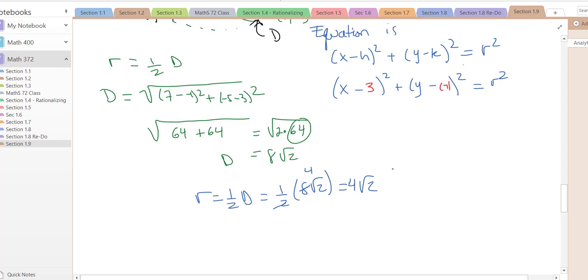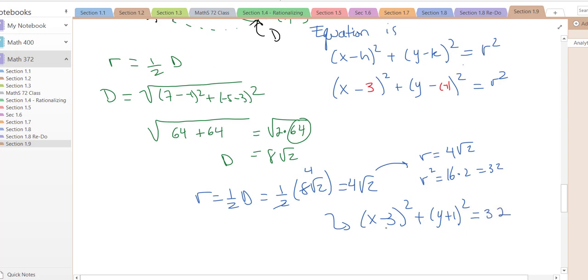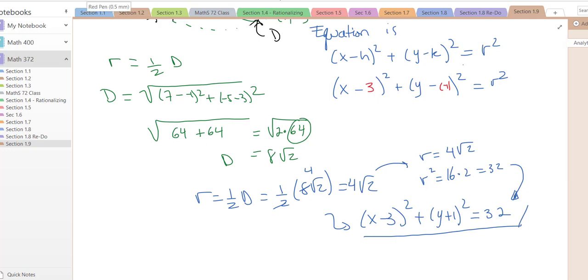And so I can go back and put it in here. So I can finish up the equation of the circle. So the x minus 3 squared plus y plus 1 squared, minus a minus, equals r squared. Well, r equals 4 root 2. What's r squared? Square them, so I get 16 times 2, which is 32. So this would be the equation of our circle. So this is why it was really important to review our midpoint and distance formulas. Let me know if you have any questions.